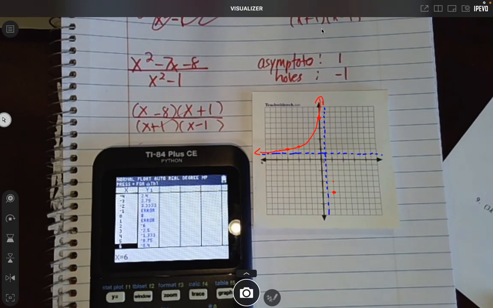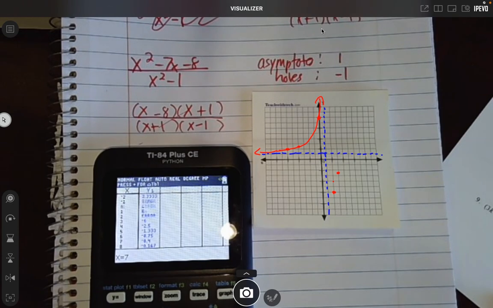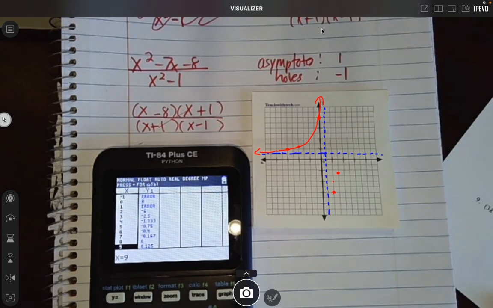I'll do, let's see, 3 and -2.5. And then maybe one more. Let me go a few more. There we go. 8, 0. Okay. There's my graph. So I've got a horizontal asymptote, a vertical asymptote, my graph, and what's the other thing?